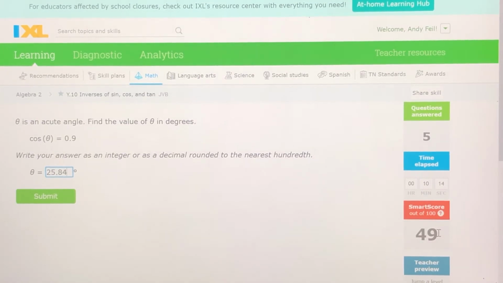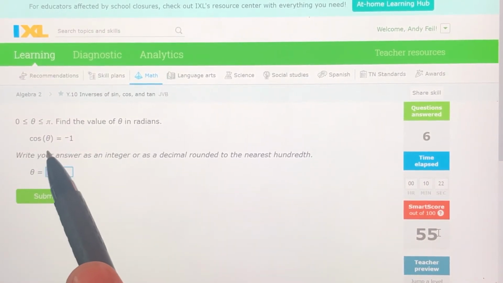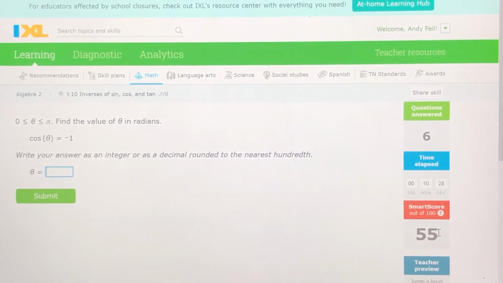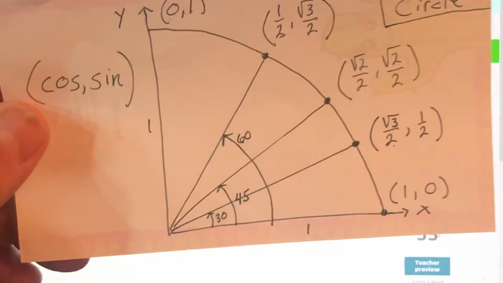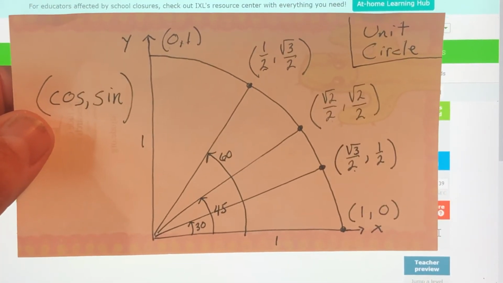So you see, this is not difficult. It's just a matter of knowing how to use your calculator correctly. Let's see, find the value of theta in radians. The cosine of theta equals -1. This time they want radians. Now, we could do this on the calculator, and well, let's do it both ways. Let's do it using our cheat sheet first. Which of these angles has a cosine of -1? Well, none of them do.